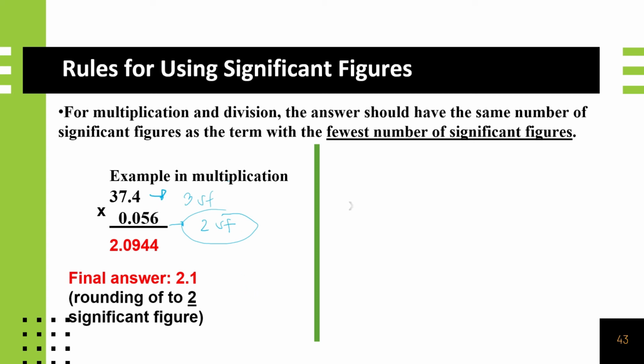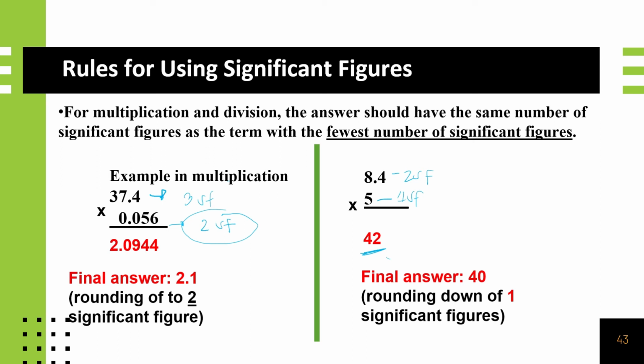Next is 8.5 times 5. So, the answer would be 42. Since 5 has only 1 significant figure, and 8.5 has 2 significant figures, our answer should be 1 significant figure. So, that is 40.